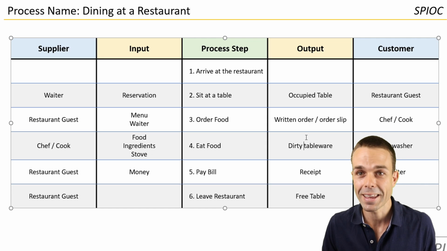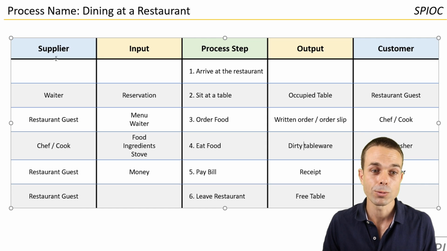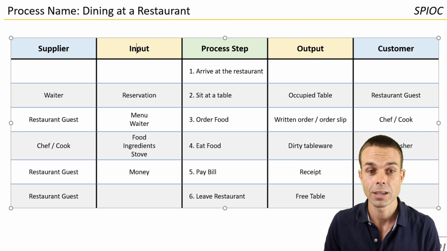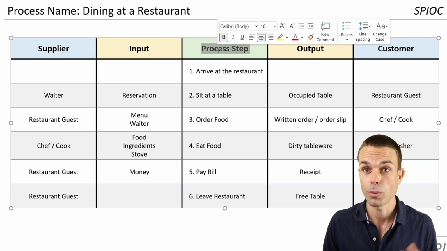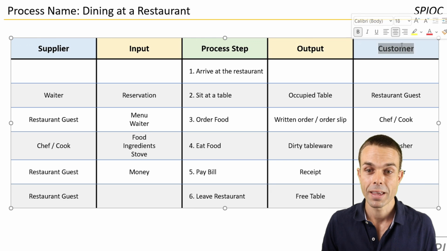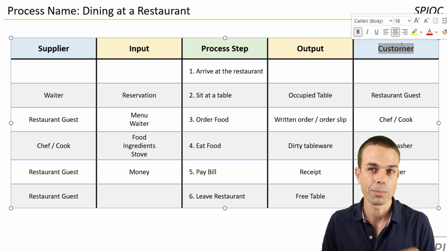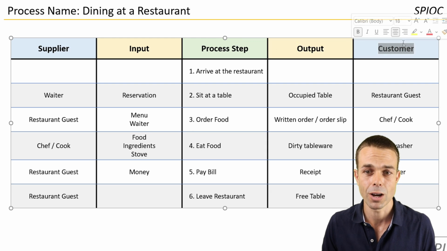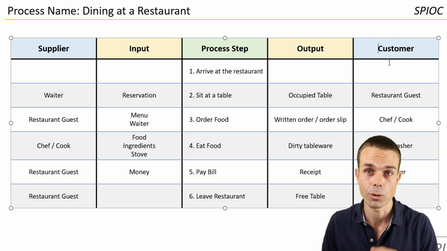You can put this in any way you choose, but the point is we've got suppliers to every process. They provide their inputs. The process step happens. Then there's an output of that process step, and the customer gets the benefit of that, but it may not be the end customer every time. It might just be the next person in the process.